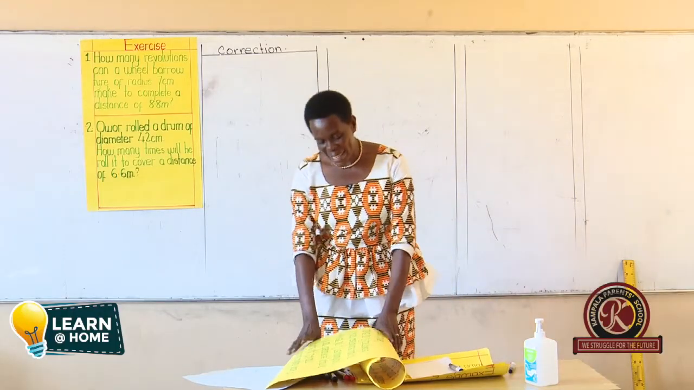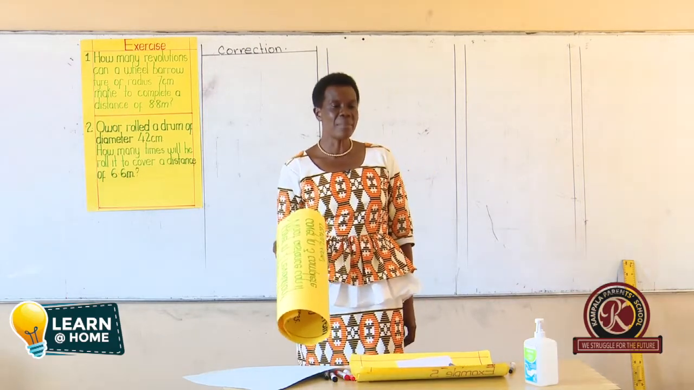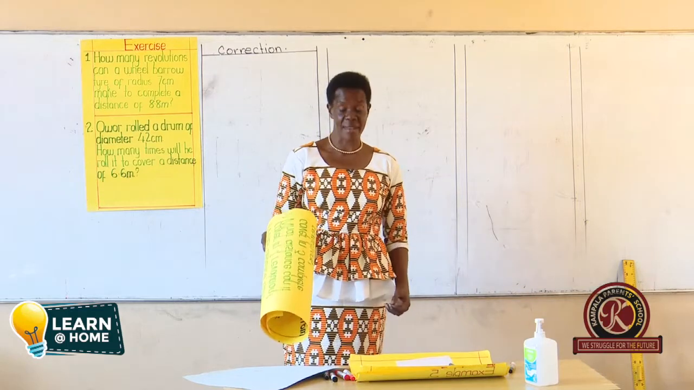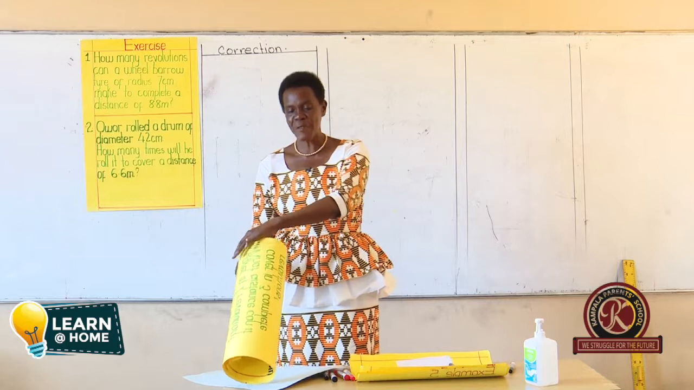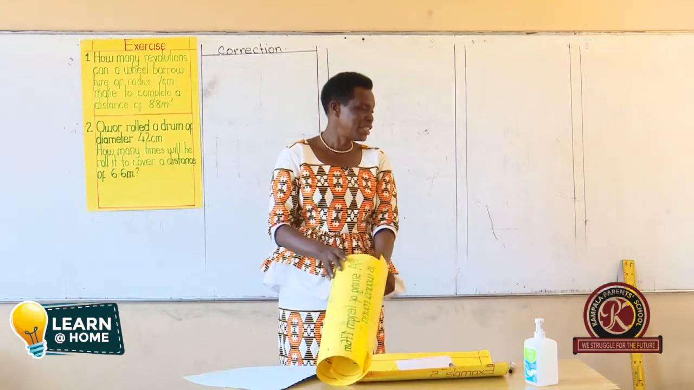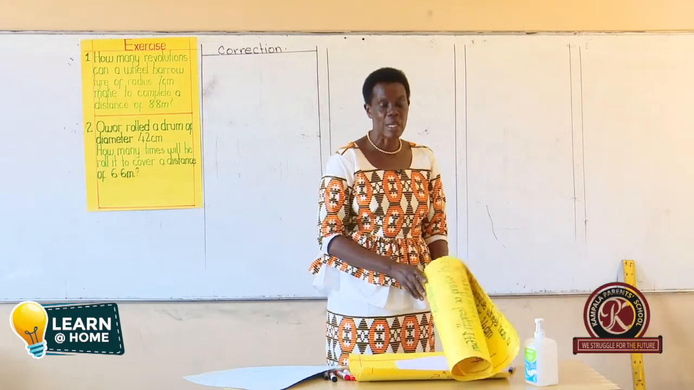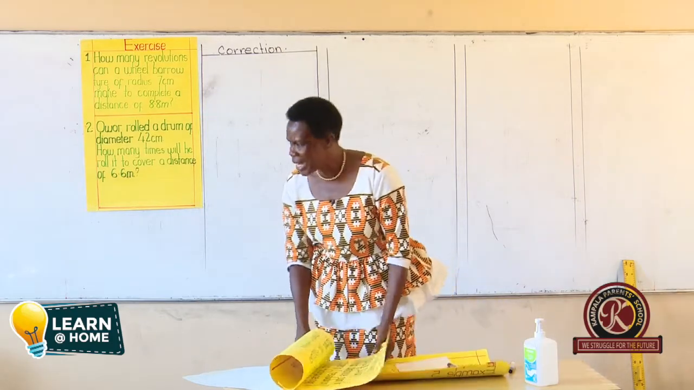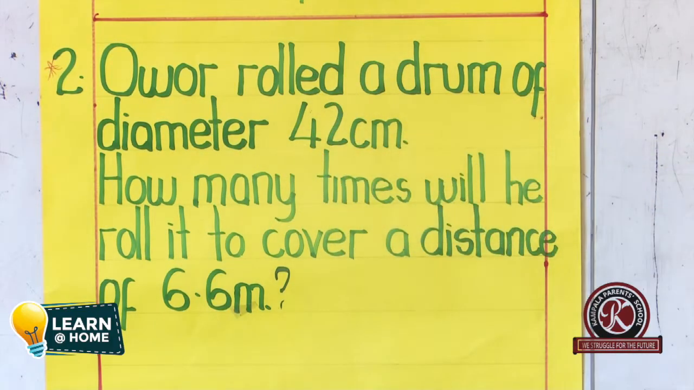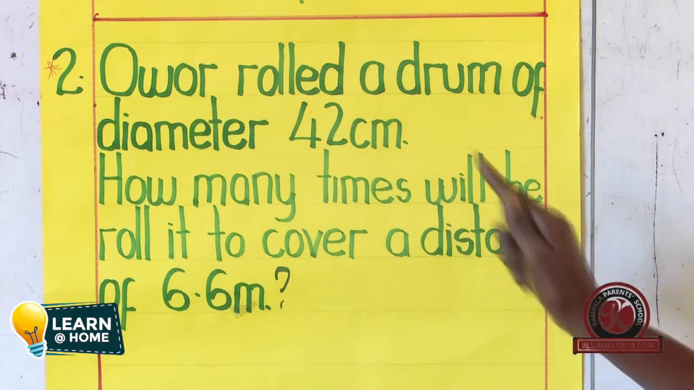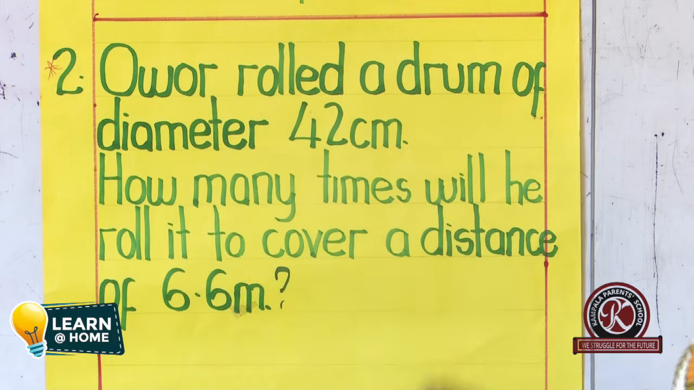I've already told you that this is the drum. And you know the drum is too big. At times it is heavy for someone to carry, so what do you have to do? You have to roll it when you are taking it to a particular place. So what has Owori done? Owori rolled a drum of diameter 42 centimeters. How many times will he roll it to cover a distance of 6.6 meters?